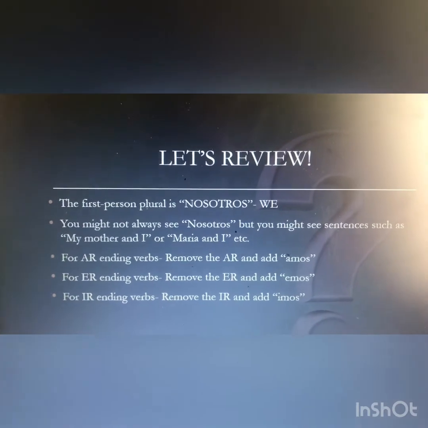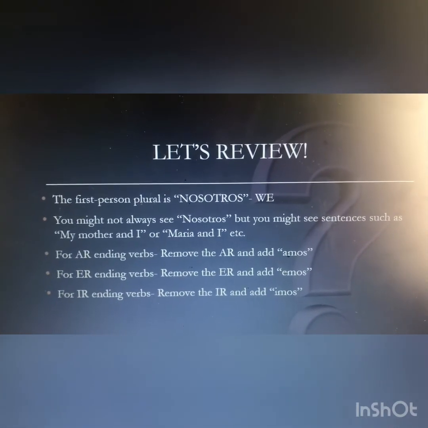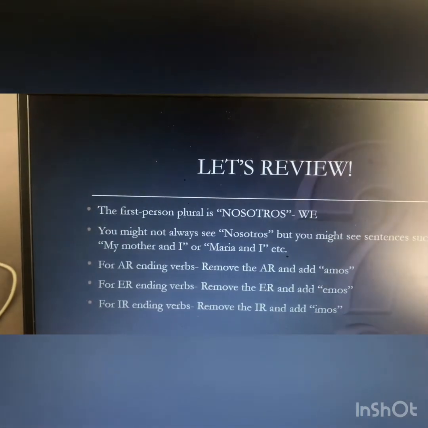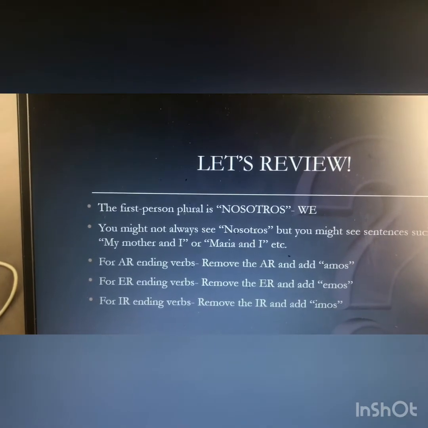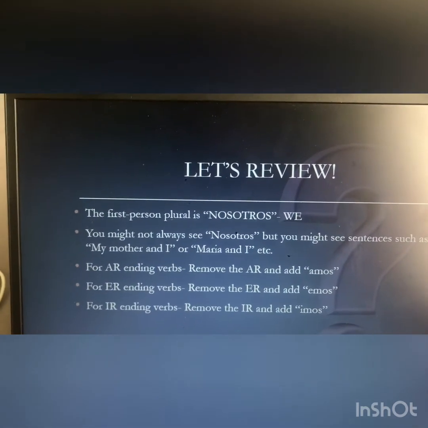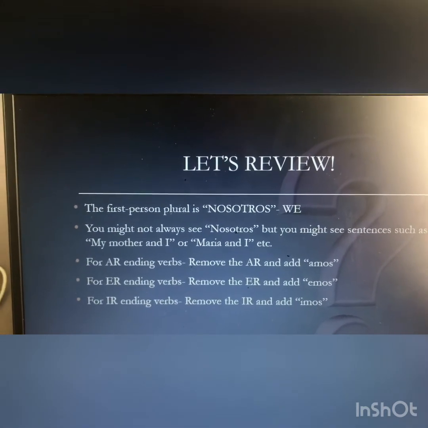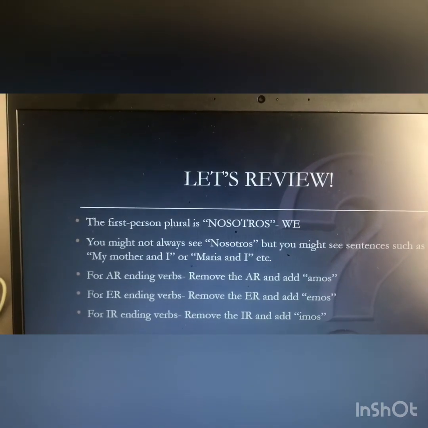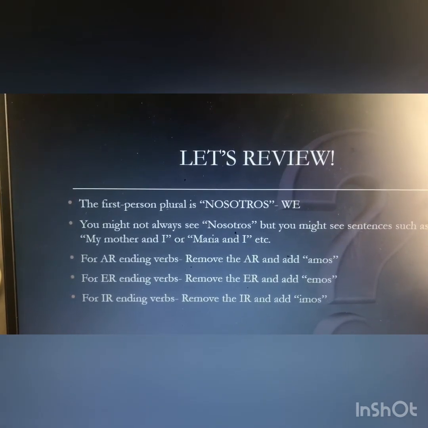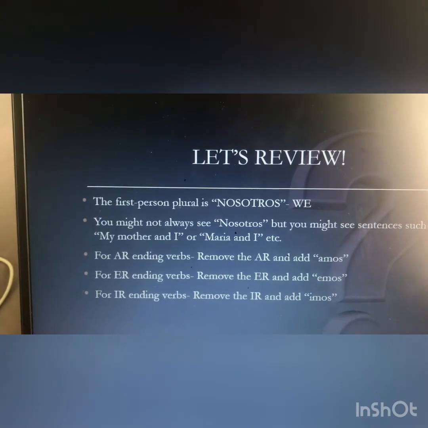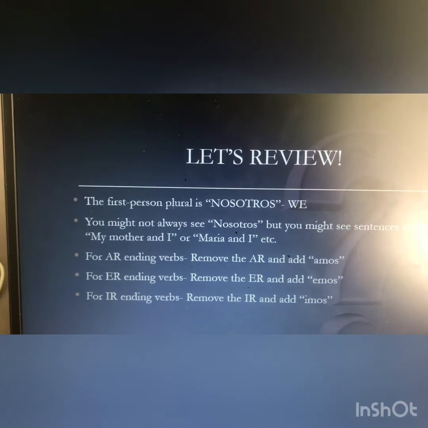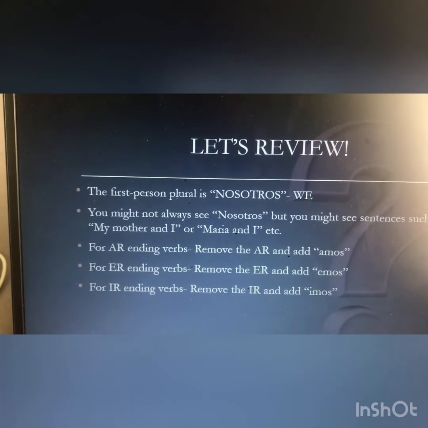Alright, so let's review. Whenever you want to talk about the first person plural, remember that it is nosotros and it means we. Now you might not see nosotros, but you might see a sentence that says my mother and I, Maria and I, my sister and I. But as long as you're talking about a group and you are included in that group, then it would be we, and we in Spanish is nosotros. For the AR ending verbs, remove the AR and you're going to add amos. For the ER, remove that and then you would add emos, whereas for the IR ending verb, you'd remove that and you would add imos. Alright, so amos, emos, imos.